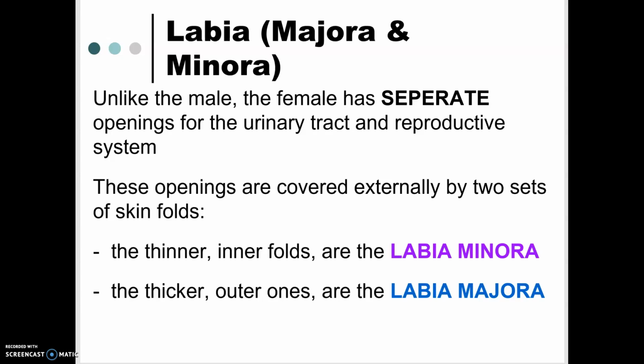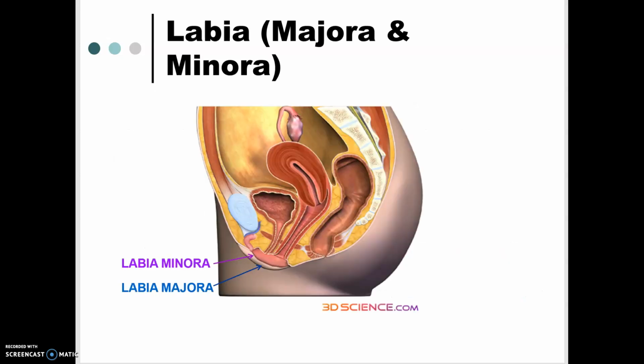folds. You'll have a thinner inner fold called the labia minora, and then outside of that you'll have a thicker outer one called the labia majora. So here's a look at the position of the labia minora and the labia majora.